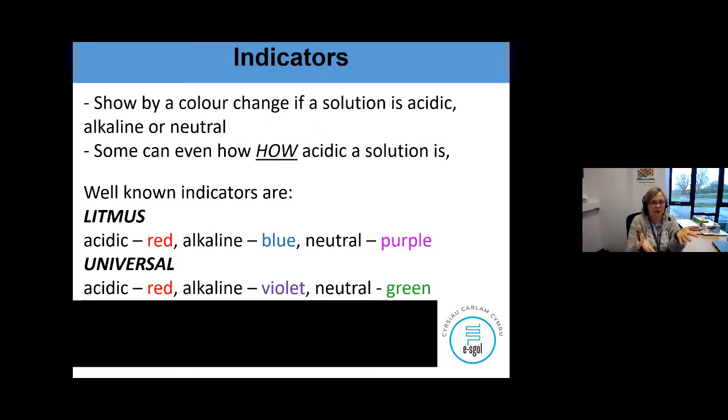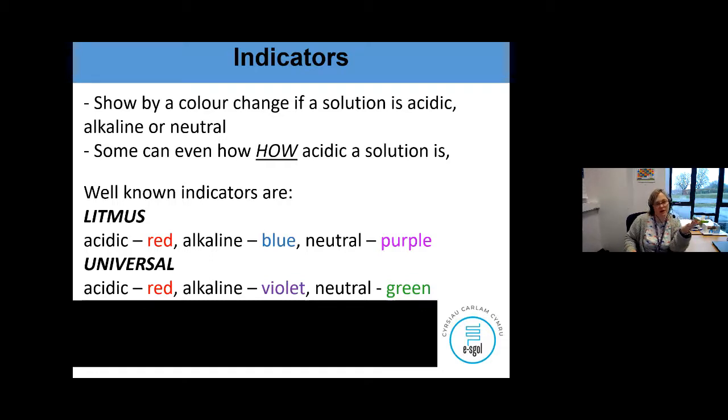Now, that doesn't mean that it's no more important, but you've probably come across indicators very early on in comprehensive or secondary school. So these are substances that will allow you to predict, or at least give a sensible value for a species, so whether something is acidic or whether something is alkaline, or very rarely actually whether something is neutral. Okay, some will even go that bit further and tell you how acidic or how alkaline a solution is.